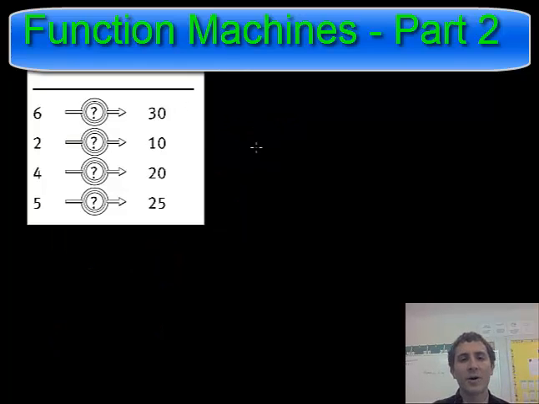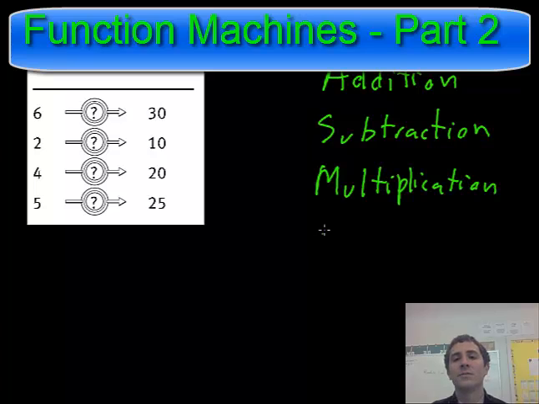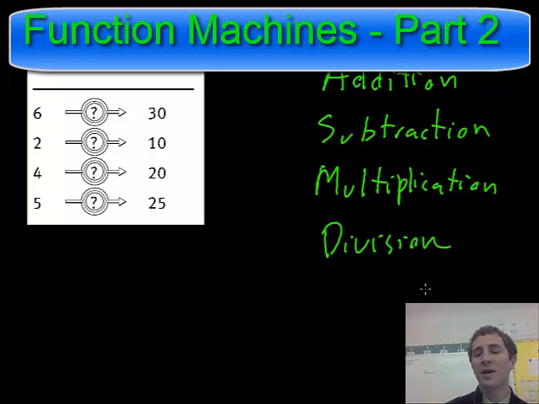Okay, now the difficult part of what our function machines will be on this, because we've already done these before, is that before we only used addition and subtraction. Now what's going to be different here is we're adding in the two new operations we've been working with. So these function machines can be addition, subtraction, multiplication, or division. So what we need to look at is how we are getting from our X to our Y. What rule is this function going to have?